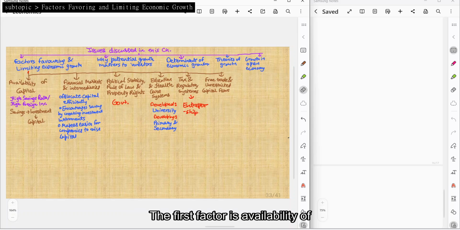The first factor is availability of capital. Capital is essential to improve the productivity in an economy. So what are the sources from which we could get the capital? First is high saving rates, and second is high foreign investment. So higher savings translate into more investment, which translates into higher capital.